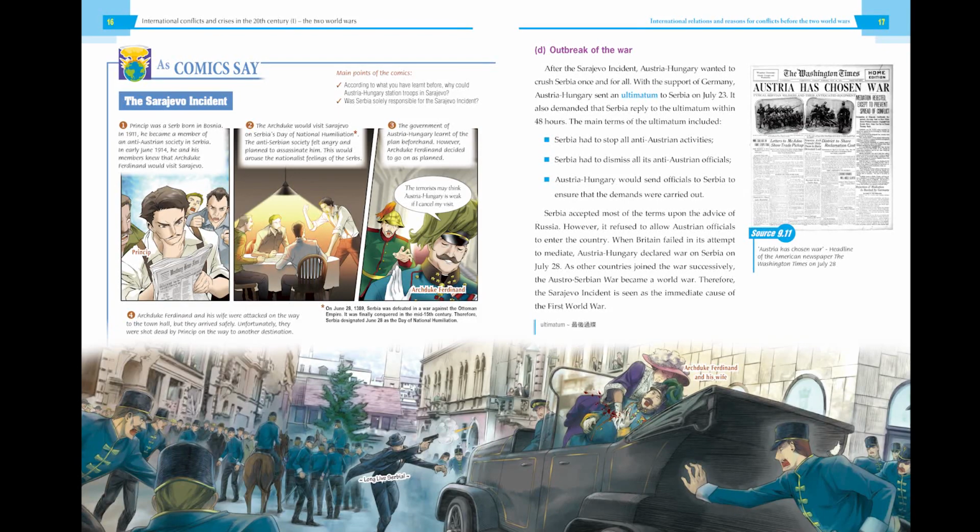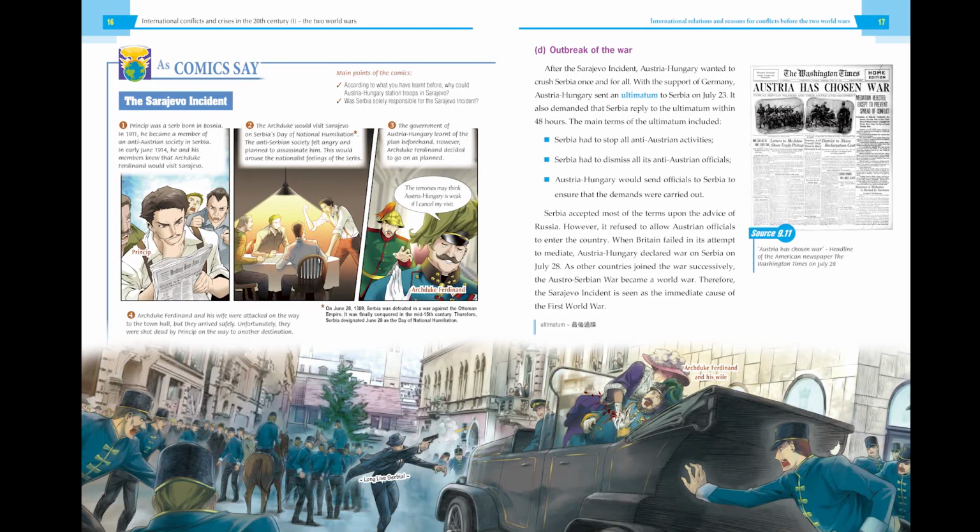D. Outbreak of the war. After the Sarajevo incident, Austria-Hungary wanted to crush Serbia once and for all. With the support of Germany, Austria-Hungary sent an ultimatum to Serbia on July 23rd. It also demanded that Serbia reply to the ultimatum within 48 hours.